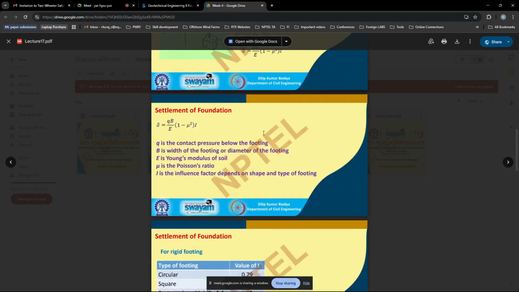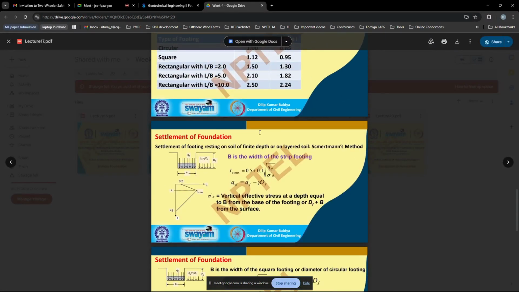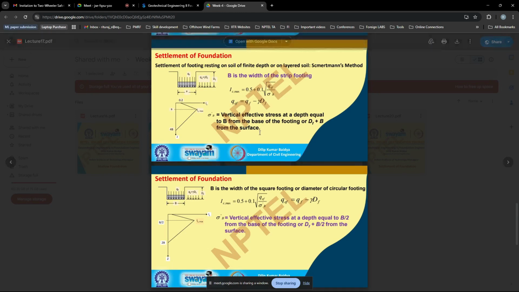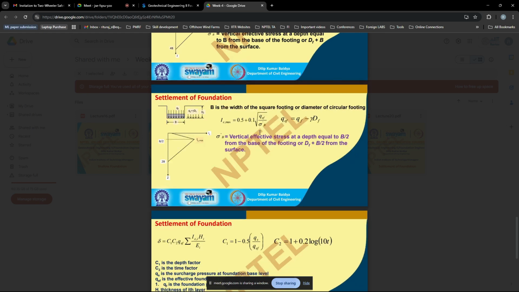Which lecture number is it? Week 4, sir. Okay, I got that. On page number 4, B is the width of the square footing, it's B by 2. Okay, so they are saying at B by 2 they'll have the maximum, and also at 2B it is 0.